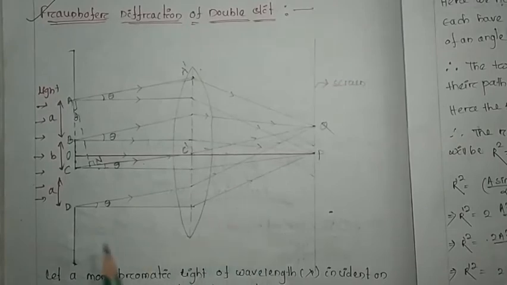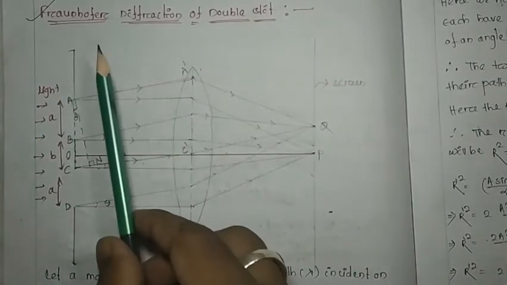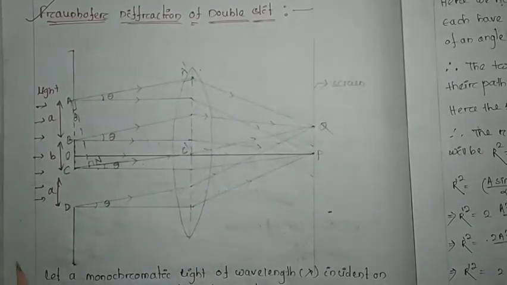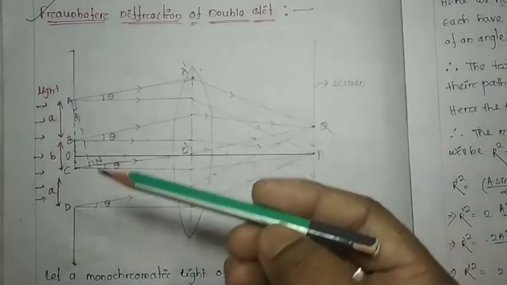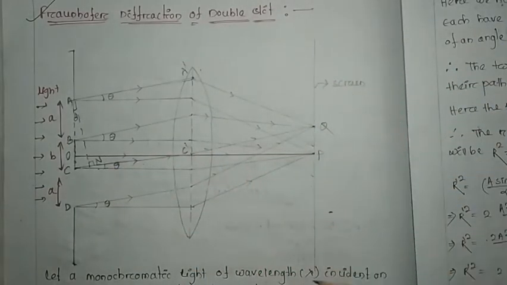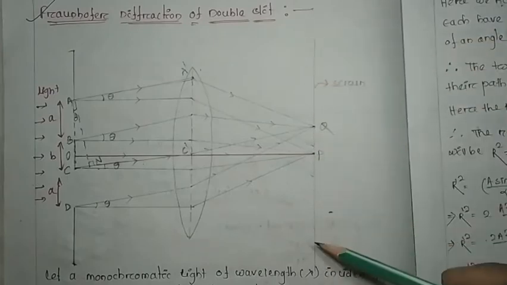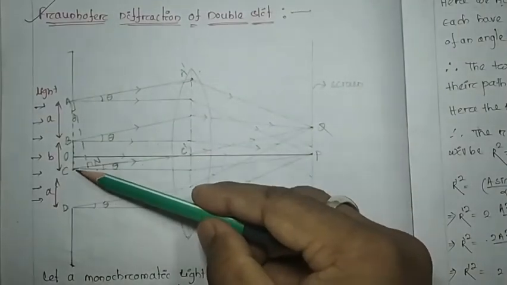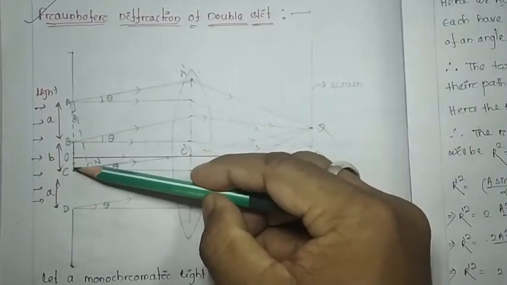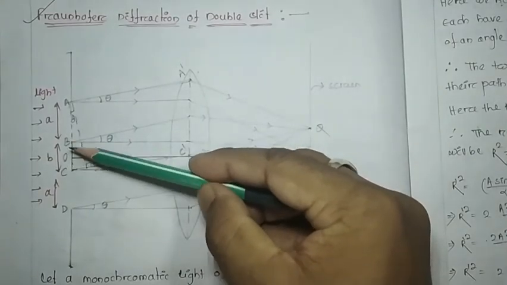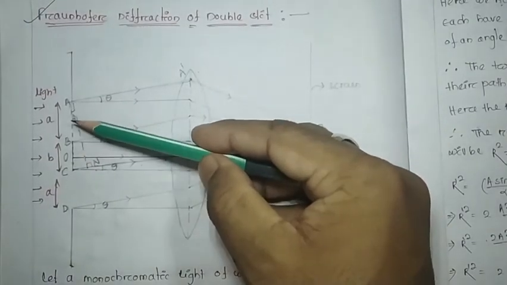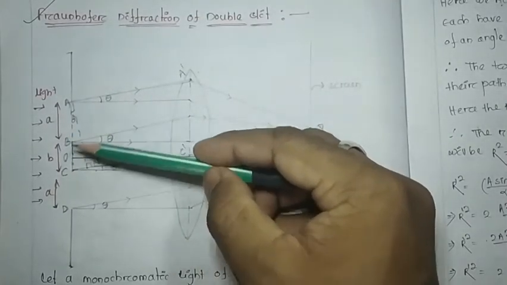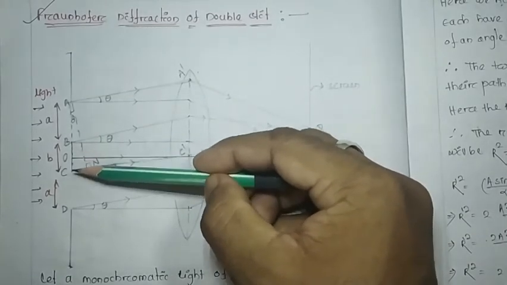So this is the experimental arrangement of Fraunhofer diffraction by a double slit. Here two slits have been considered to get the diffraction pattern on this screen. The two slits are AB and CD. BC is the opaque region, which decides the distance separating the two slits.